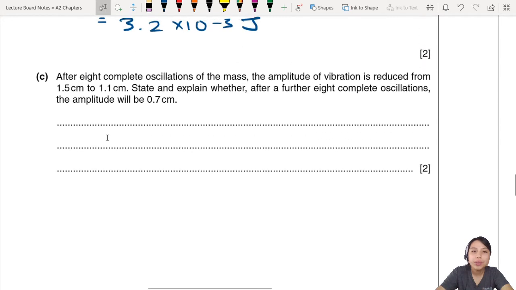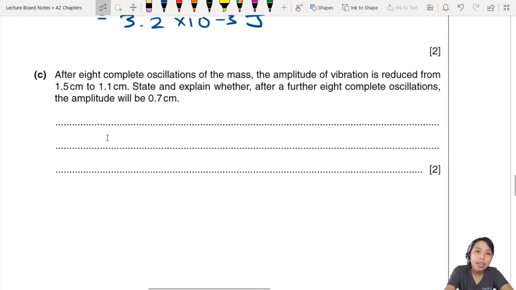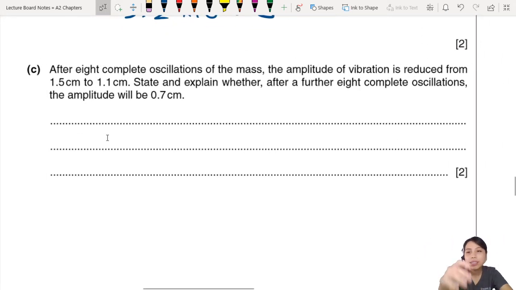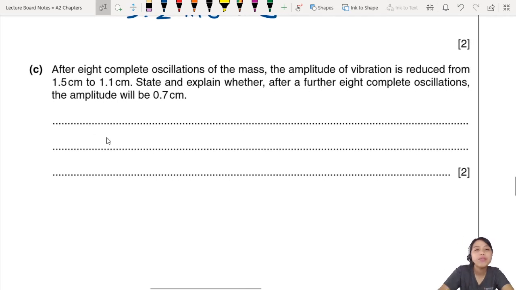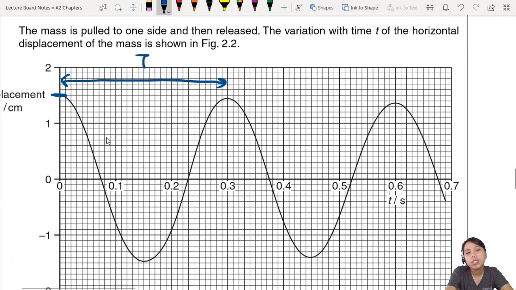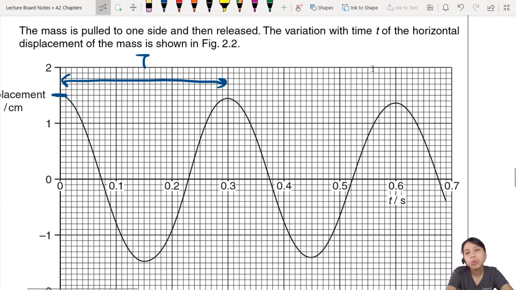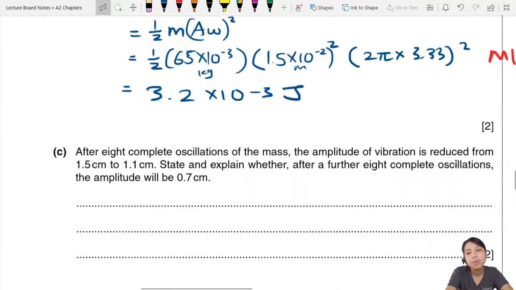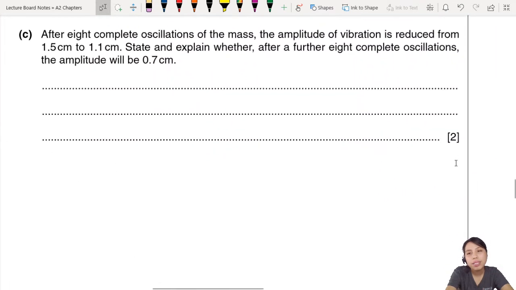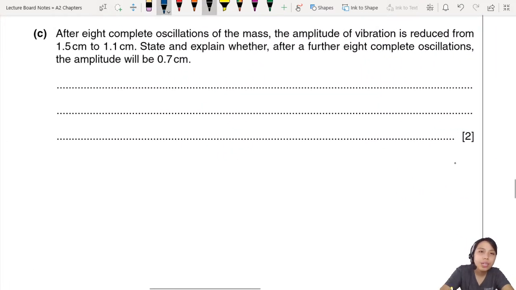C. Ooh, this is the interesting one. After 8 oscillations of the mass, the amplitude reduced from 1.5 to 1.1. State and explain whether after a further 8 complete oscillations, the amplitude will be 0.7 or not. So how many oscillations on this chart? 1, 2, only got 2 here. How can we see 8? So you have to understand how the graph of oscillation changes.